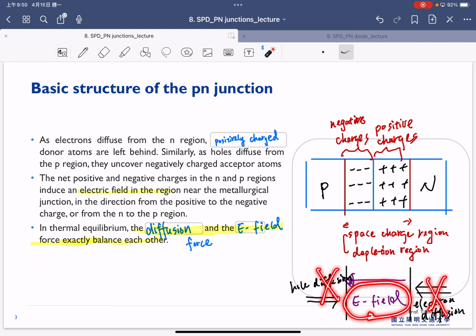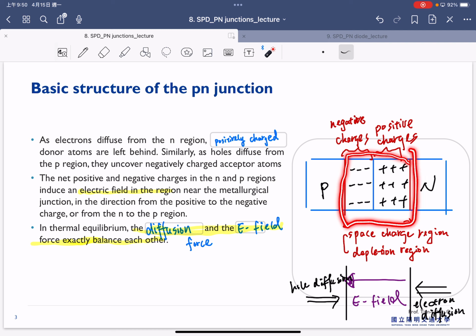And in the meantime, there will be a space charge region, or depletion region, in this junction. Understanding this depletion region is a crucial part for us later to understand the PN junction, and also to understand the current equation later.